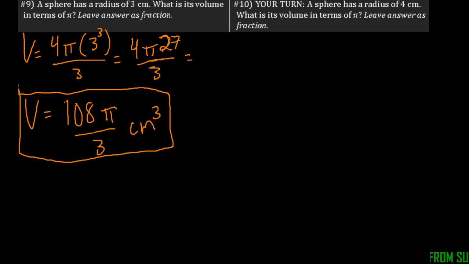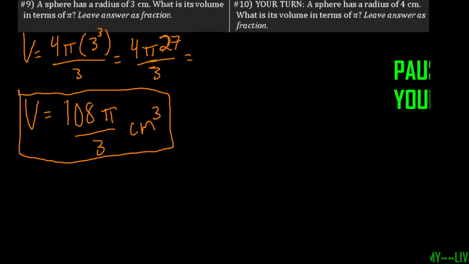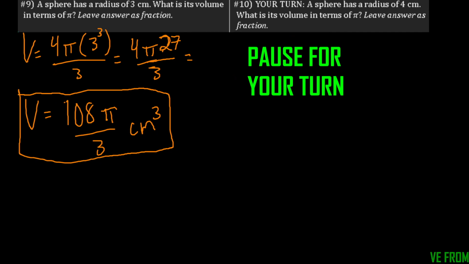And for number 10, it says your turn. A sphere has a radius of 4 centimeters. What is the volume in terms of pi? And make sure you leave that answer as a fraction. So make sure you can pause for your turn.